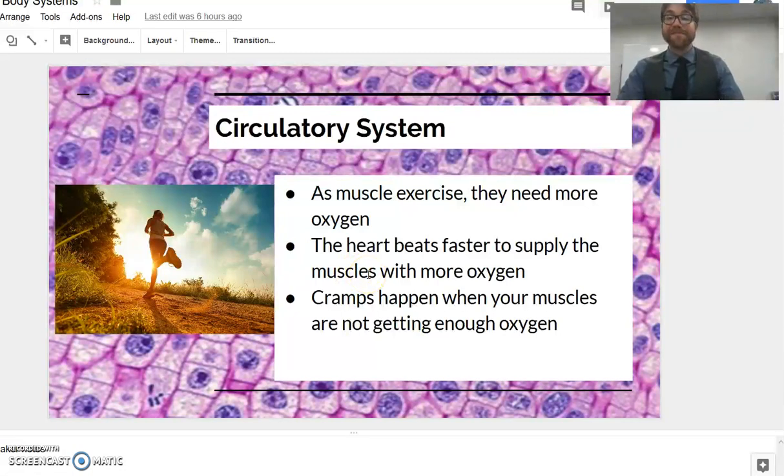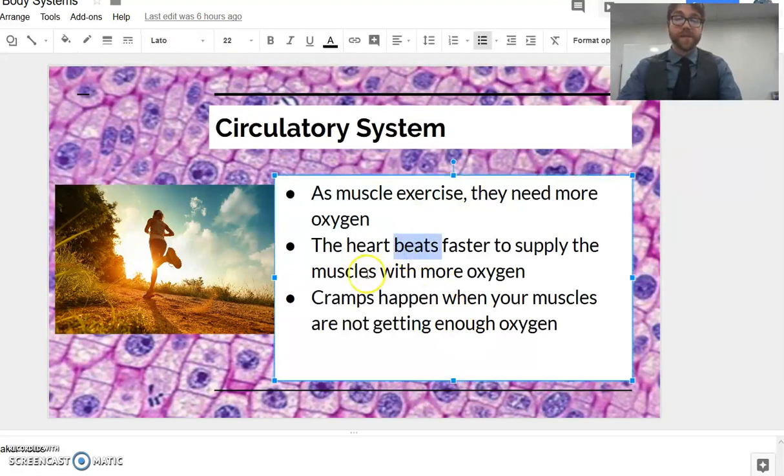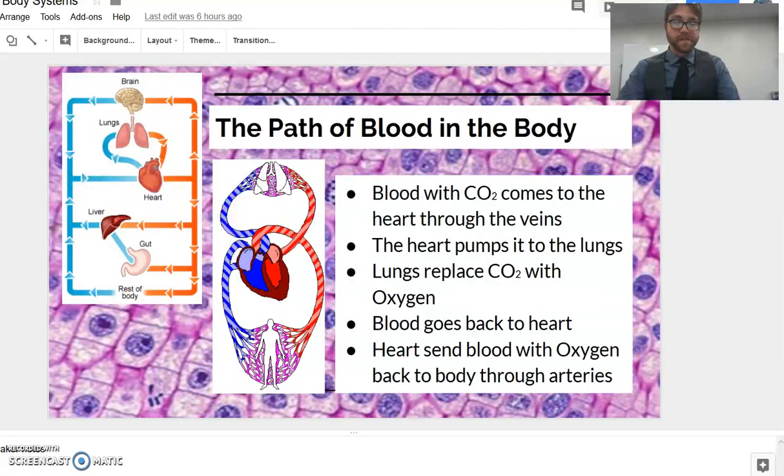The body needs more oxygen because it is now needing more energy, it needs more respiration. And when it does that, the blood needs to move quicker. And the only way that can happen is if the heart beats faster. Now, cramps happen when your muscles aren't getting enough oxygen. That happens occasionally.